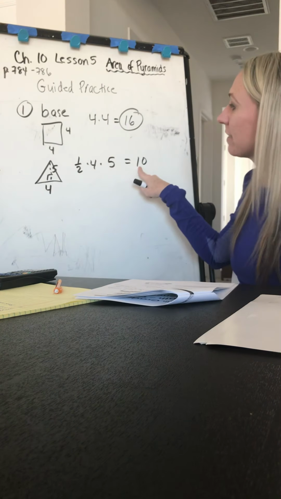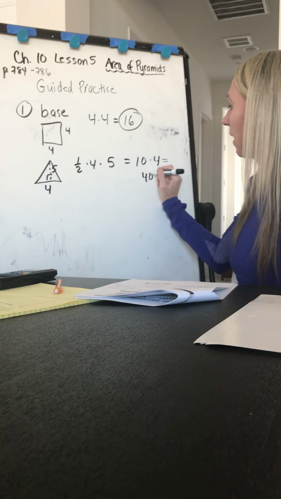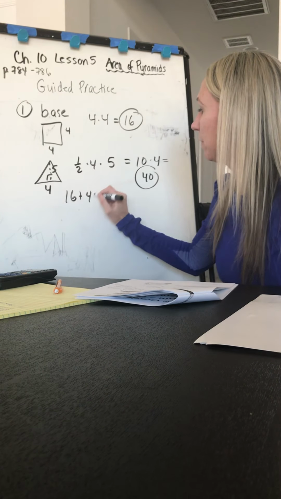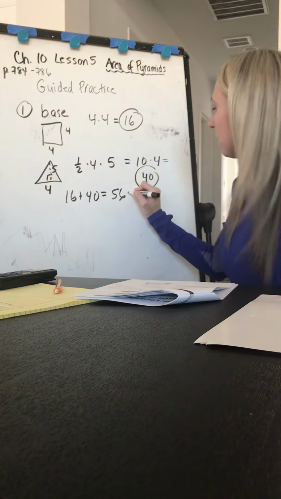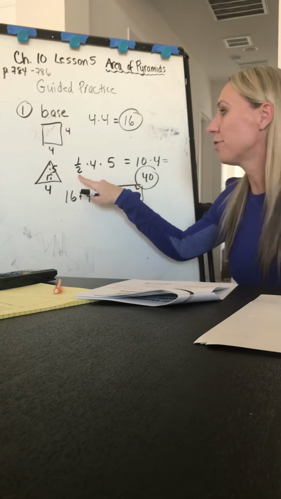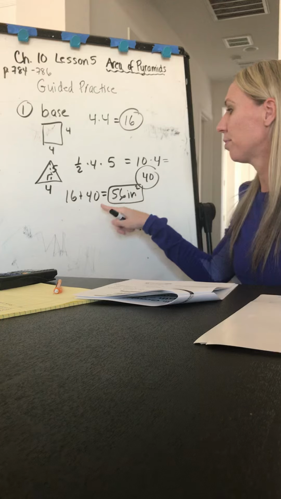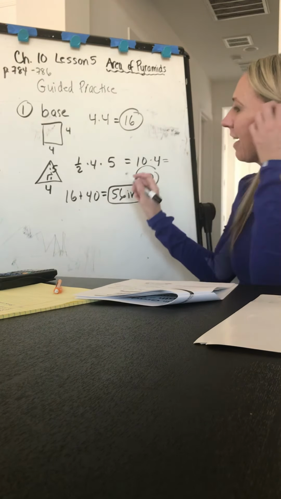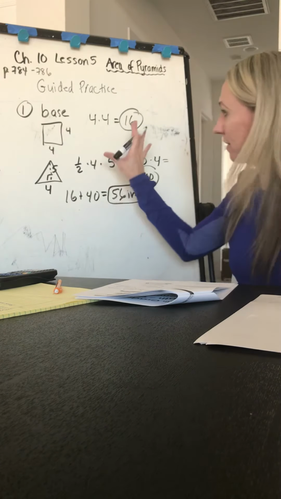So 2 times 5 is 10, and then there's 4 of these, so I'm going to multiply this by 4, and I get 40. Then I'm going to add the 2 surface areas, and I get 16 plus 40 is 56, and it's in inches, so inches squared. If this was a 6, you would take half of 4, which is 2, and 2 times 6 would be 12, and then 12 times 4 is 48, and then add the 48 to the 16. I can't tell on my copy, so sorry about that, but either way, this is the setup.